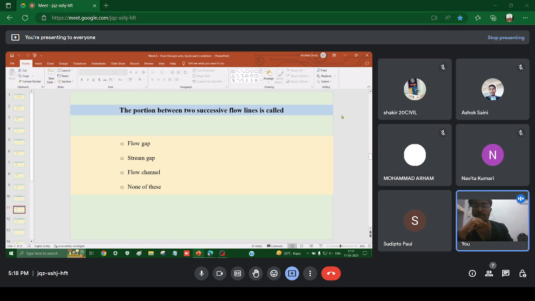The portion between two successive flow lines is called. I'll repeat up till here, okay? When I start repeating: flow gap, stream gap, flow channel, none of these.